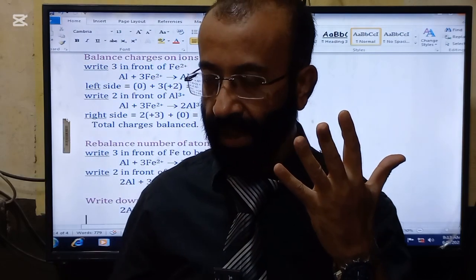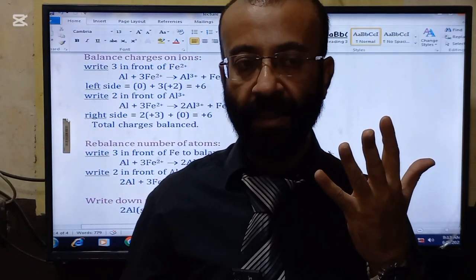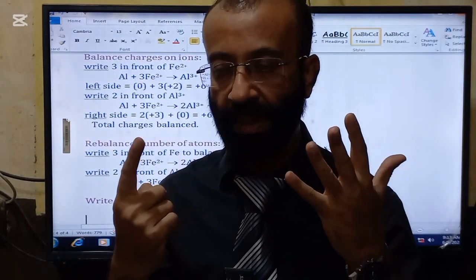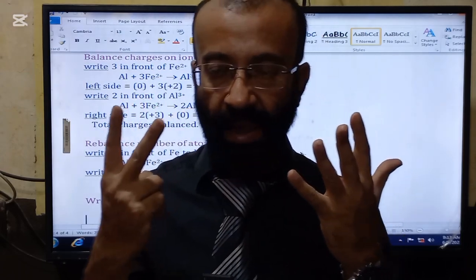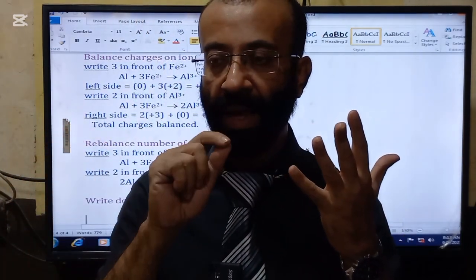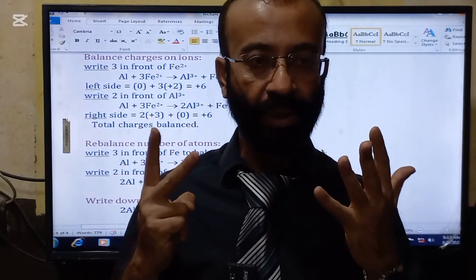Fifth step will be to balance the number of the atoms on both sides. Sixth step will be to balance the charges on the ions on both sides. And seventh step will be to write the physical state of the reactants and products on both sides. So this is a 7-step procedure.